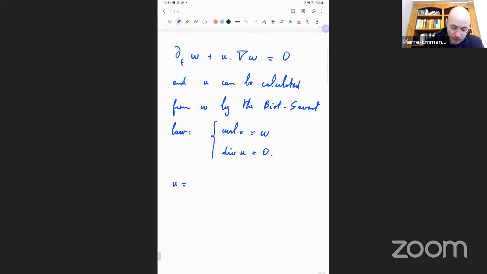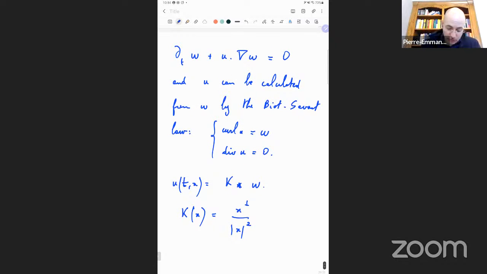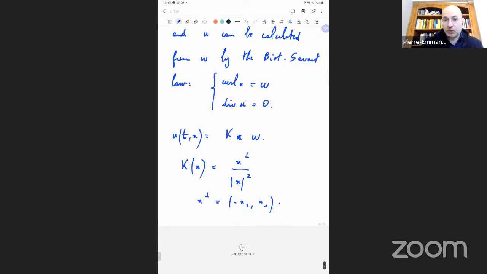And therefore, what we have is the following formula: u of t and x is a convolution with omega, and our convolution kernel is something that we know very well, because it's basically, again, our Coulombian interaction, but now in dimension 2, so you have a 2 instead of a 3, and you rotate it by pi over 2, right? So x orthogonal is minus x2, x1. All right, so this is a relatively simple formulation that is very, very useful for studying fluid equations in dimension 2.